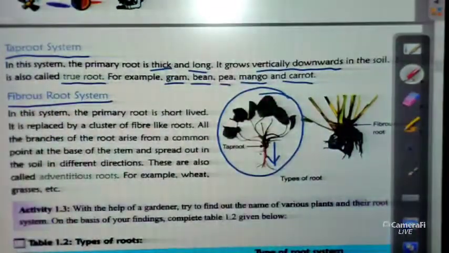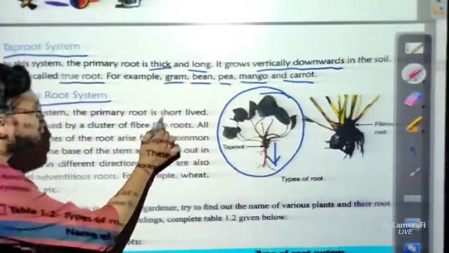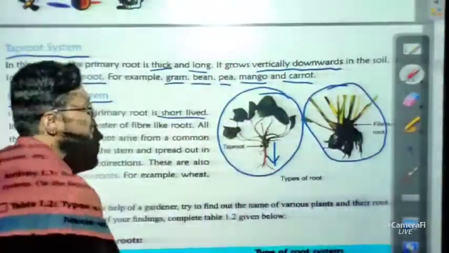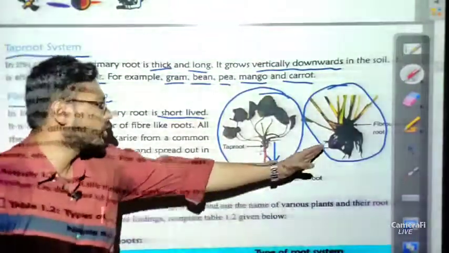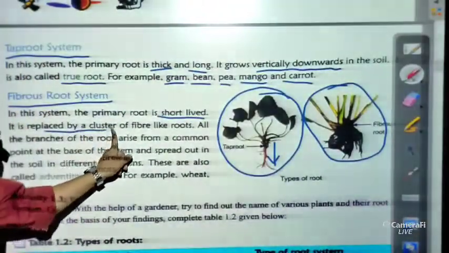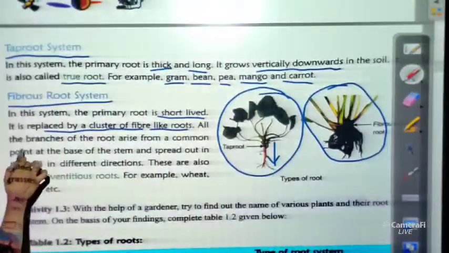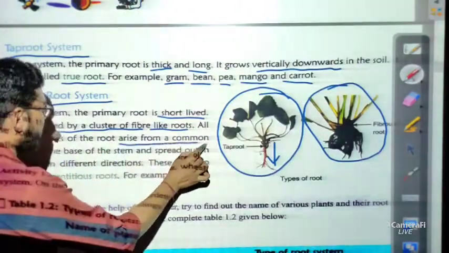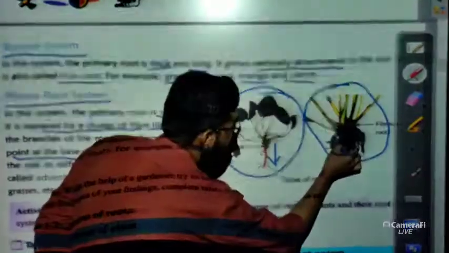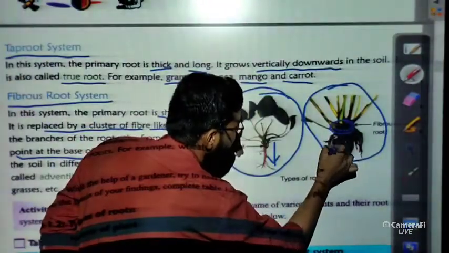Now fibrous root system. What do you mean by fibrous root system? In this system the primary root is short lived. Just have a look, this is the picture of your fibrous root system. The primary root is replaced by a cluster of fiber-like roots. All the branches of the roots arise from a common point on the base of the stem. You can see here this part is the common point, and all the roots are there like this.